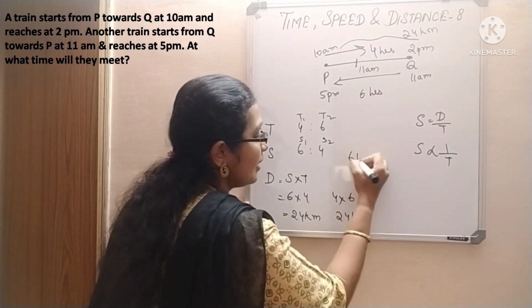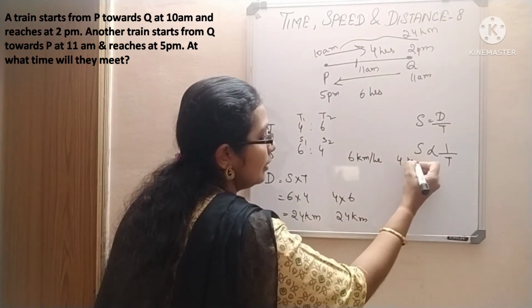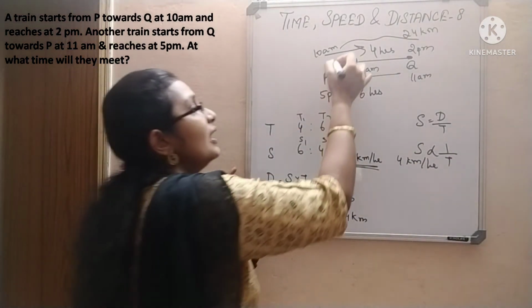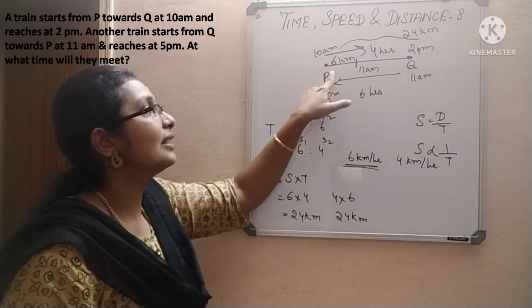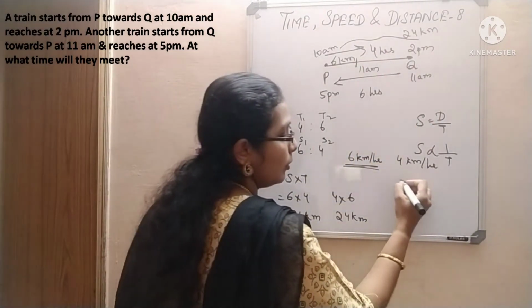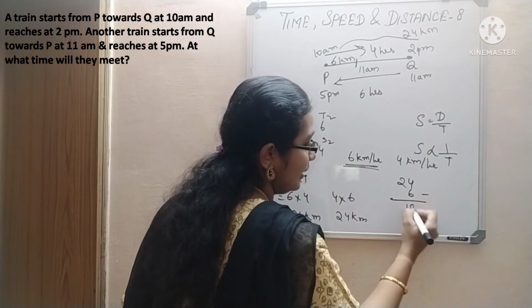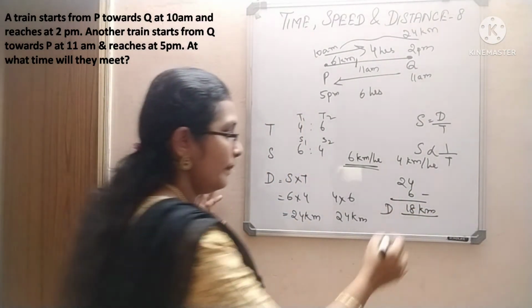It means it is covering 6 km per hour and this train is covering 4 km per hour. So I am considering this train only. It is covering 6 km in 1 hour, correct? So already it has completed 6 km in this 1 hour, so I will have to subtract it from the total distance. So 24 minus 6, which is 18 km. So this is nothing but the actual distance left.